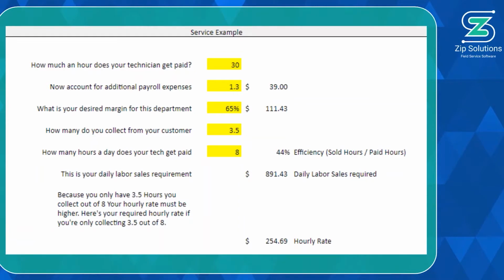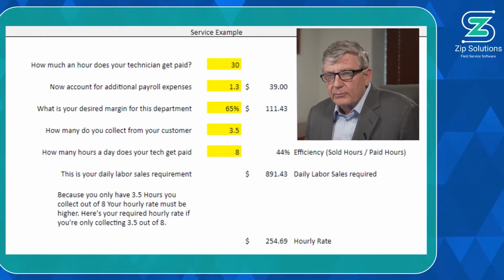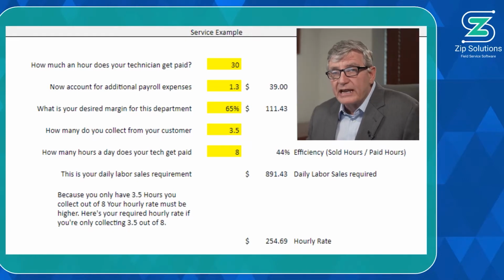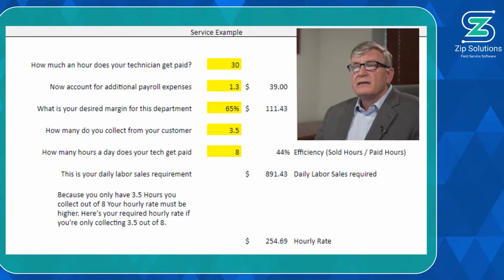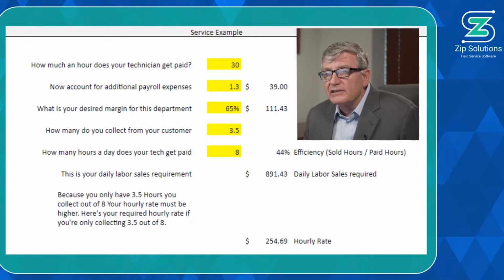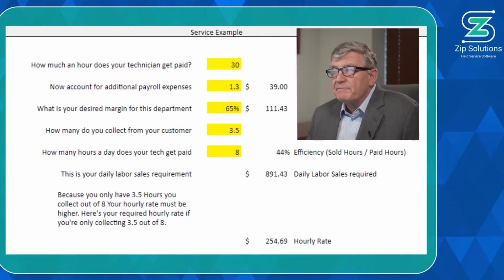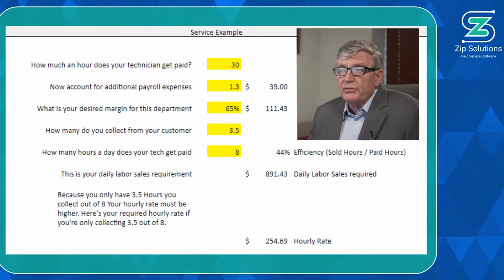And so it's based on some basic principles that, again, I'm not going to go too deep into, but it's based on your variable expenses. One of the biggest variable expenses you have are your technician. How much an hour do I charge? Well, if I pay my technician $30 an hour, as in this example, I have payroll expenses. Payroll expenses is usually about 30% more. So if you pay somebody $30 an hour, they cost you $39.